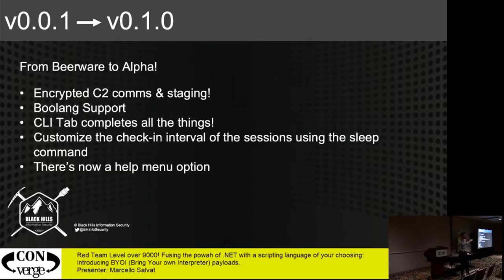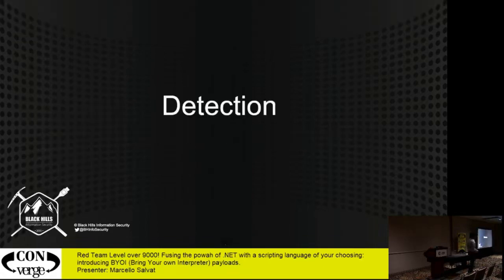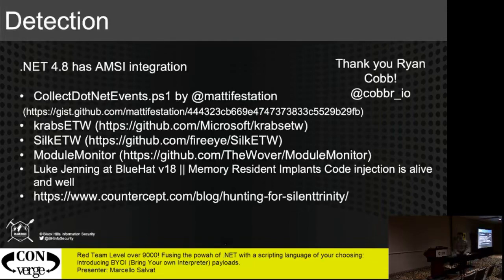It also has Booleang support, so that allows us to call native methods directly from the actual C2 framework, which is really good. So we can take screenshots, we can dump memory, we can do all of the stuff that I just showed you right now, right? Also, it tab completes everything, you can customize the check-in interval, and there's now a help menu function, which comes in handy. So let's talk about detection a bit.